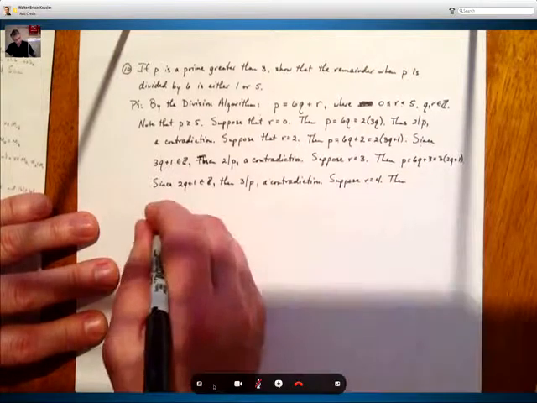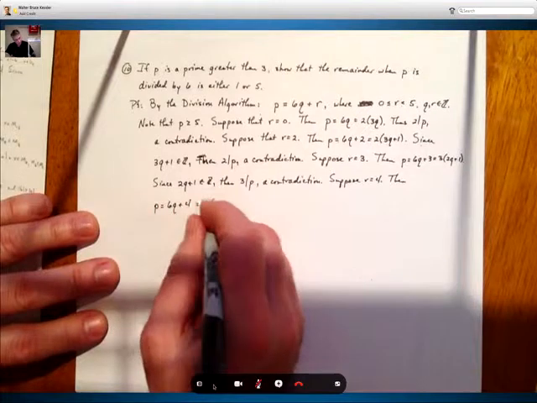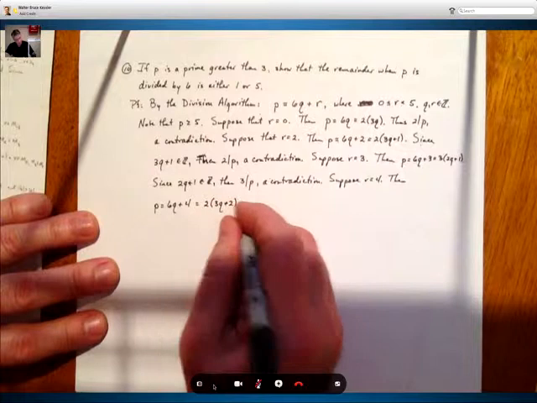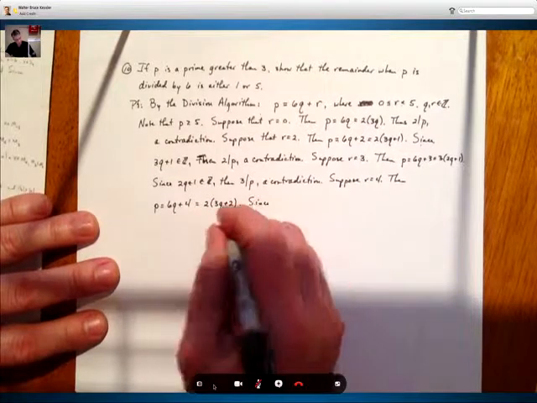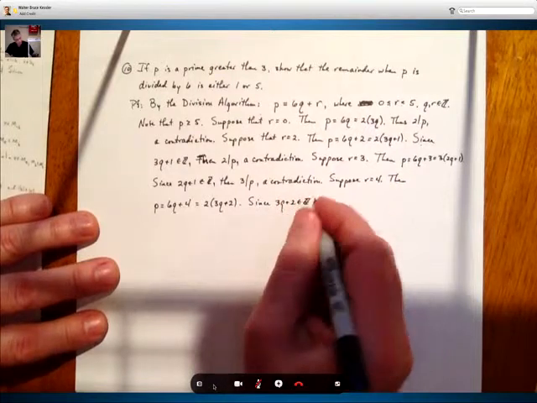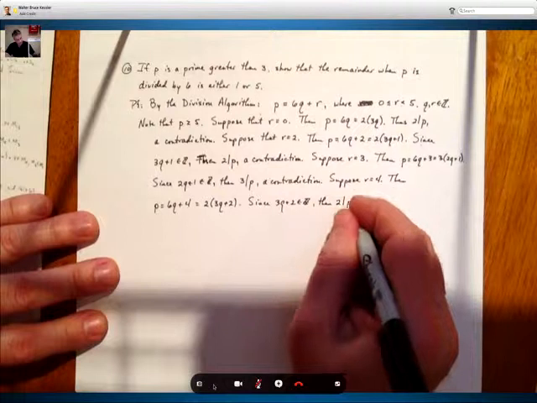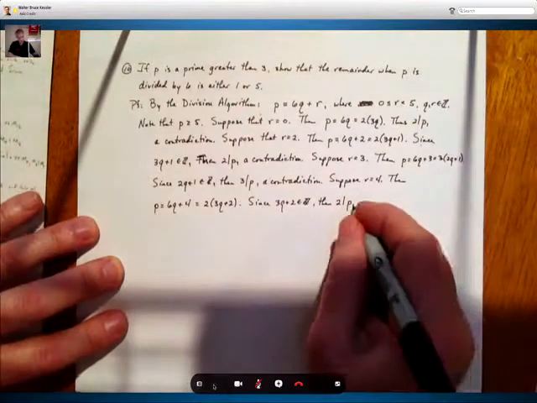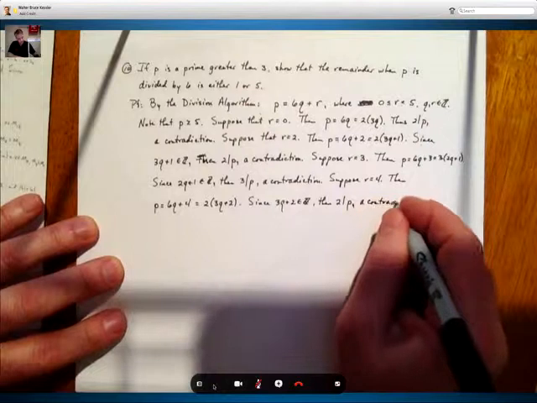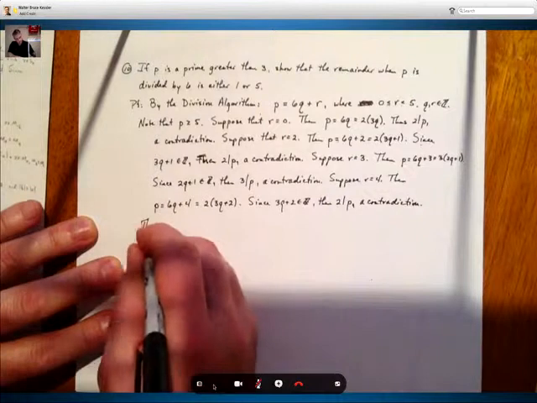Last one, suppose R is 4. Then P is equal to 6Q plus 4, which is 2 times 3Q plus 2. And then again, since 3Q plus 2 is an integer, then 2 divides P, a contradiction. Remember, P is prime.